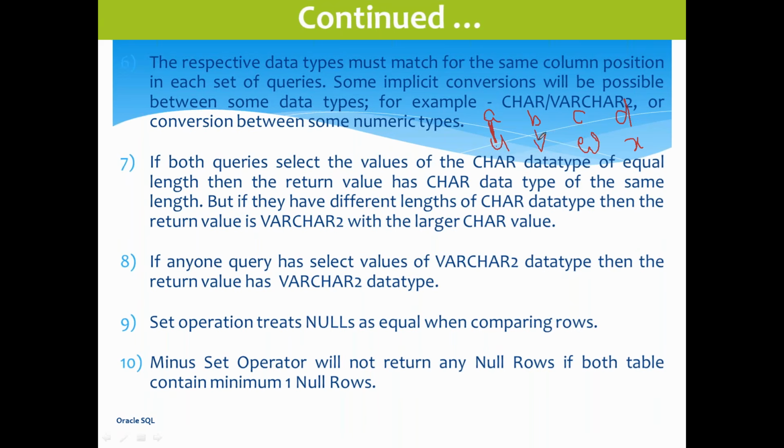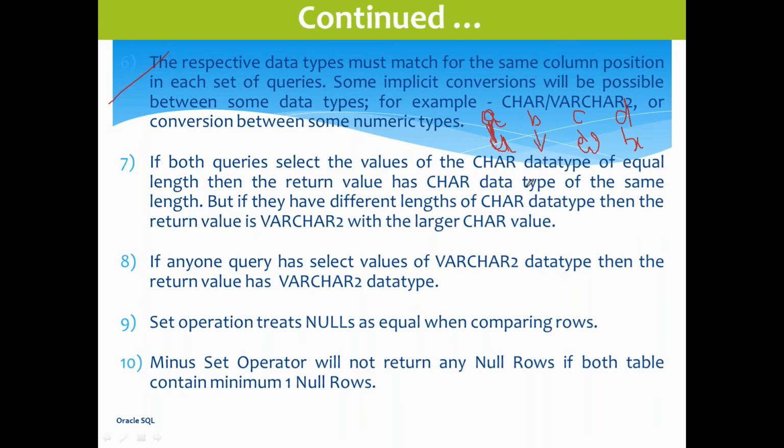If B is date, then V also has date data type. C and W the same, date or char or varchar or number like that. D also the same data type. So if the A column has number data type and the U column has character data type, it will not work. Data types should be the same correspondingly, sequence wise. That is the sixth rule. Next, the seventh rule: if both queries select values of the char data type of equal length, then the returned value has char data type of the same length.